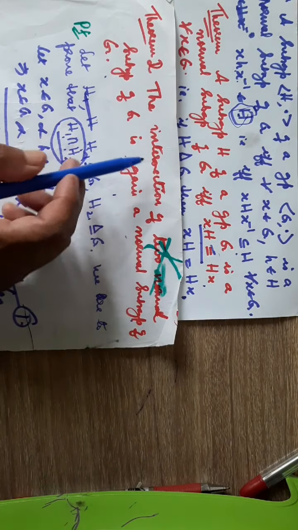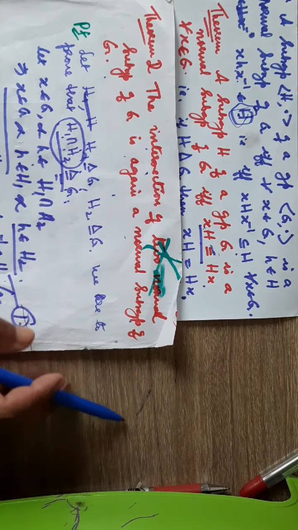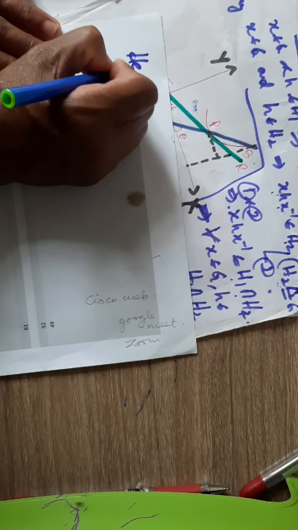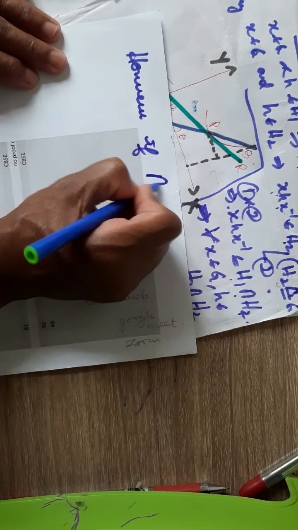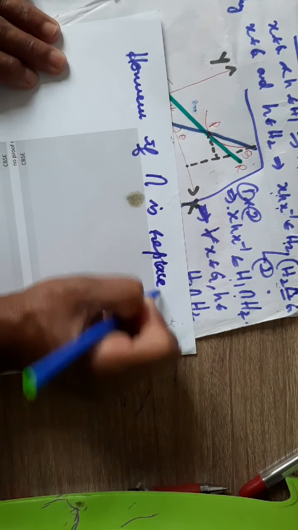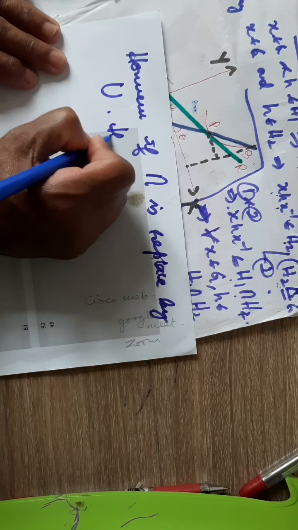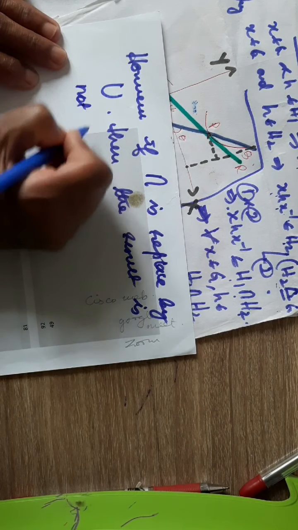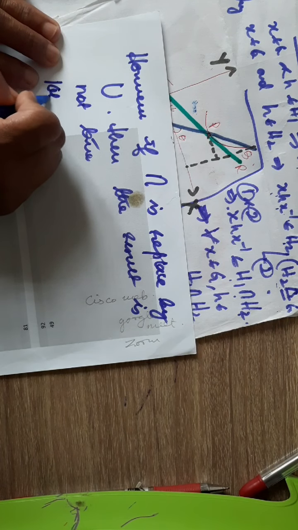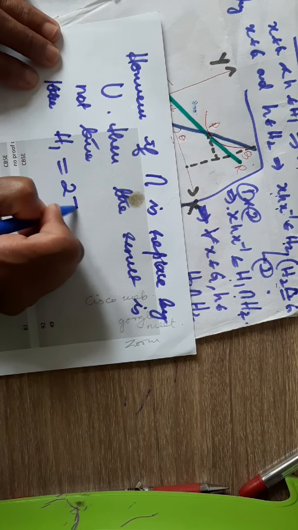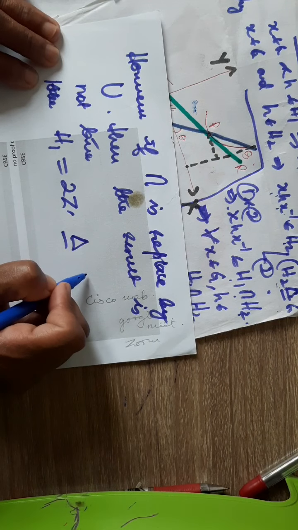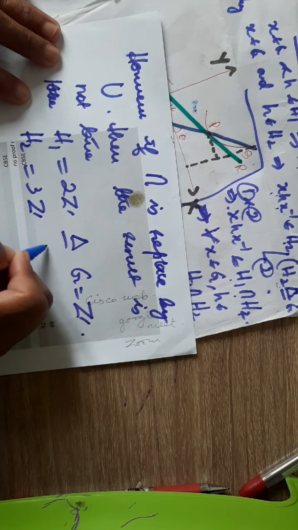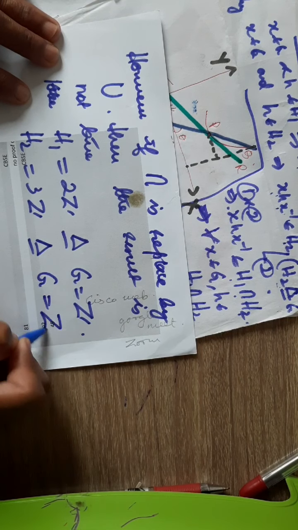However, if we replace the intersection by union, then the result will not be true. For that, we can take this particular example. Take H1 equal to 2Z, which is a normal subgroup of G equal to the set of integers. H2 is equal to 3Z. This is also a normal subgroup of G equal to the set of integers.